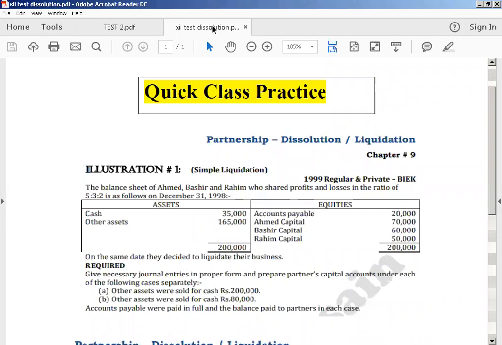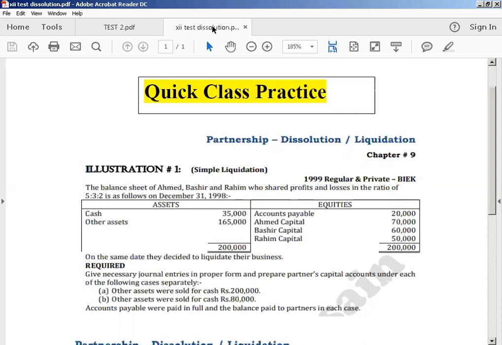You can see on your screen your quick class practice question, partnership dissolution liquidation. This is your chapter 9. The balance sheet of Ahmad, Bashir, and Rahim, who share profit and losses in the ratio of 5 to 3 to 2, is as follows on December 31st, 1998. We have on the debit side assets, cash and other assets. Cash amount is 35,000, other assets is 165,000. On the equity side, we have accounts payable 20,000, Ahmad's capital 70,000, Bashir's capital 60,000, and Rahim's capital 50,000.